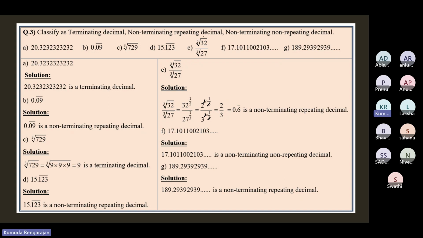Now the question is, is it a terminating decimal, a non-terminating repeating decimal, or a non-terminating non-repeating decimal? When you divide 2 by 3, you get 0.66666 and it goes on. So it's a non-terminating repeating decimal.